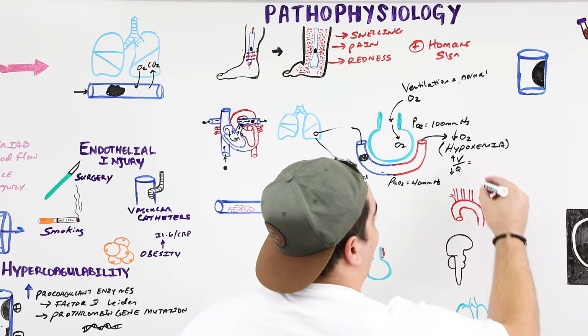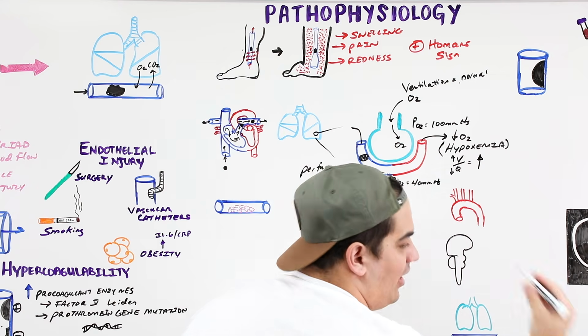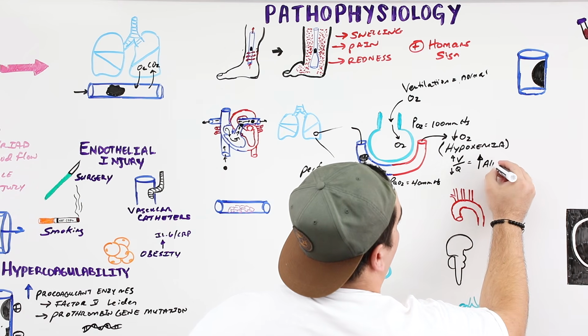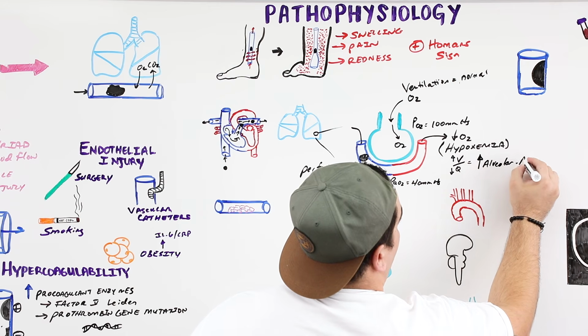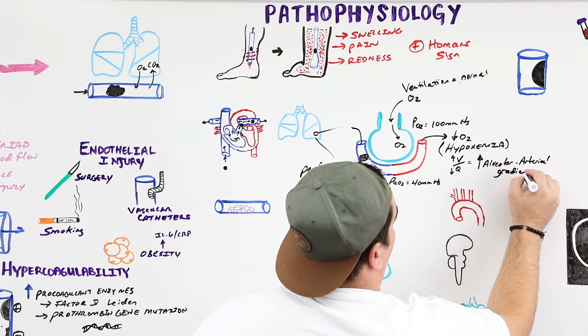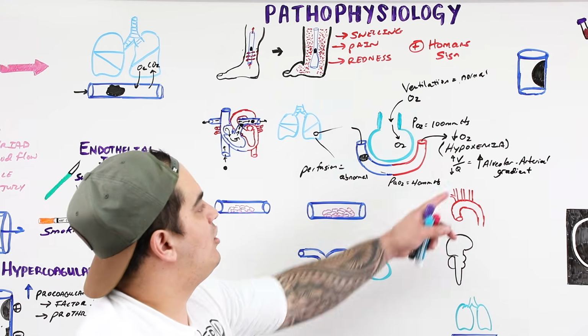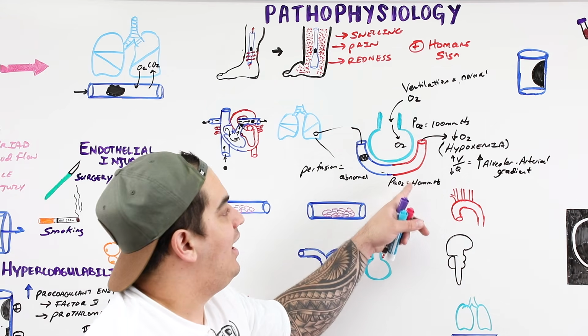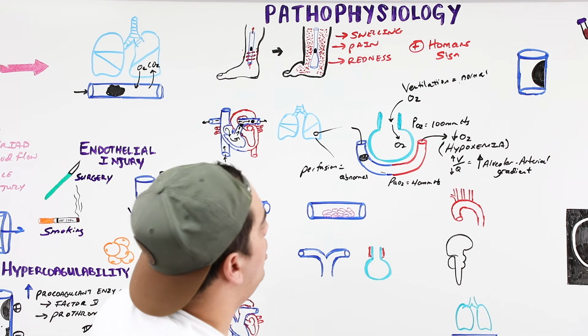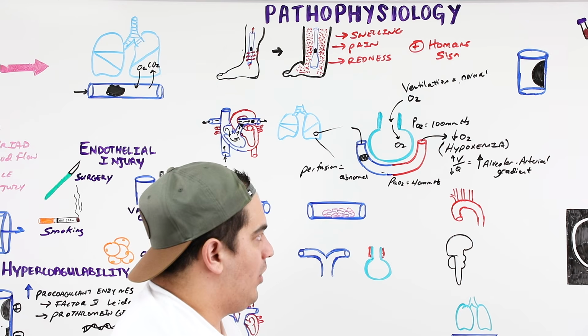We translate that into what's called an increase, and they're probably going to ask you this on your exam, an increased alveolar arterial gradient. Okay? Meaning that there's more oxygen within the alveoli and very little oxygen within the arterial blood. Okay? So we have an understanding of this.